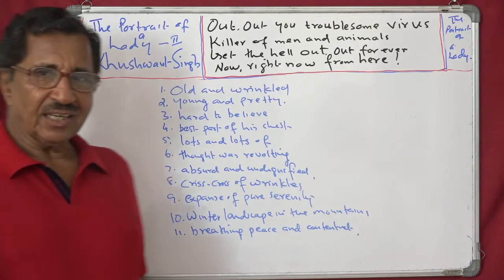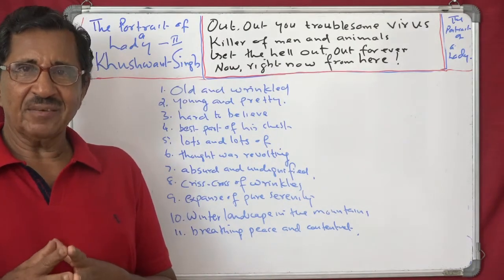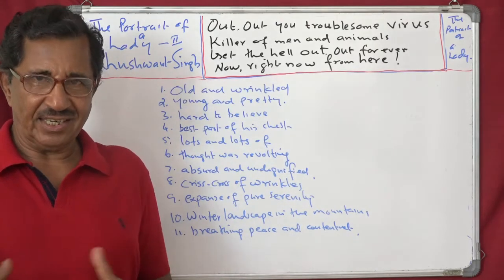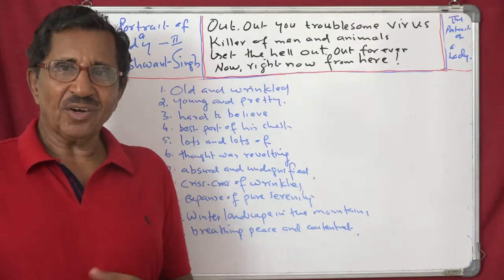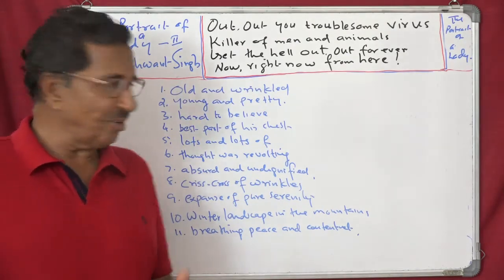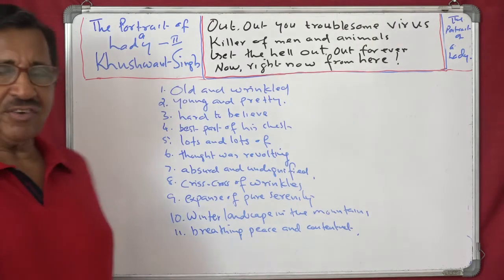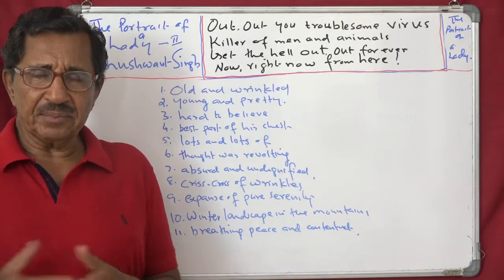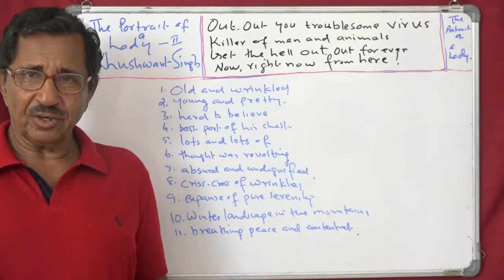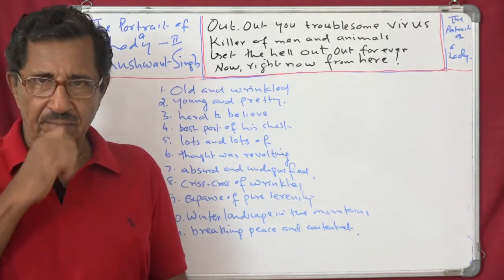And thought was revolting. It is revolting to think that, or the thought that there is a white crow is revolting. Means you simply cannot believe it. Or you find some of the students in this class having wings. That is revolting. You cannot believe that. Absurd and undignified. It is absurd and undignified to travel without a ticket. It is absurd and undignified to copy in the exam hall. It is absurd and undignified to talk loudly in the class.